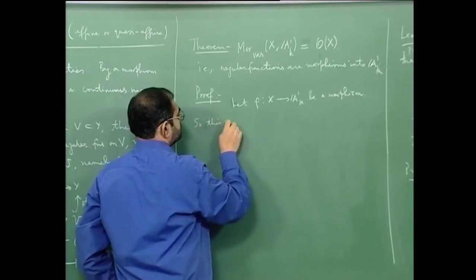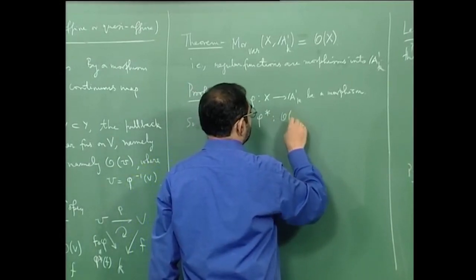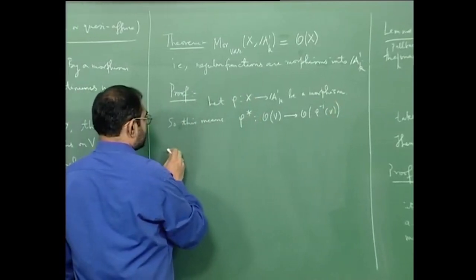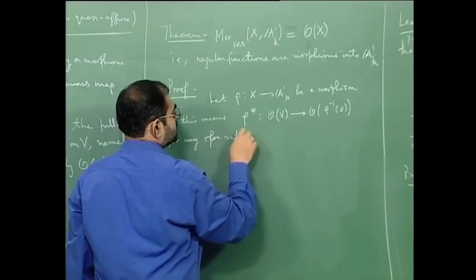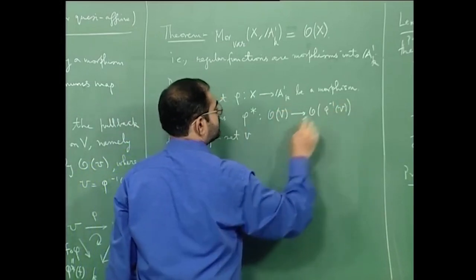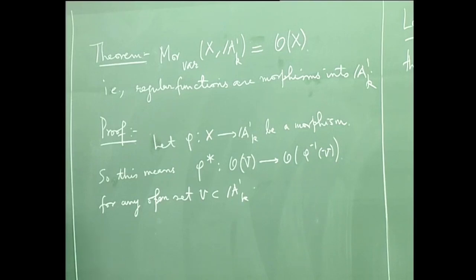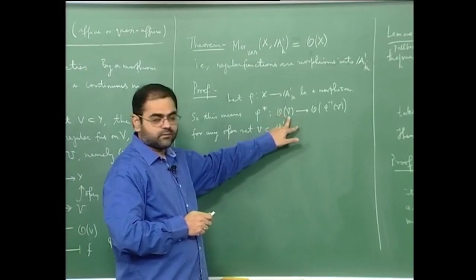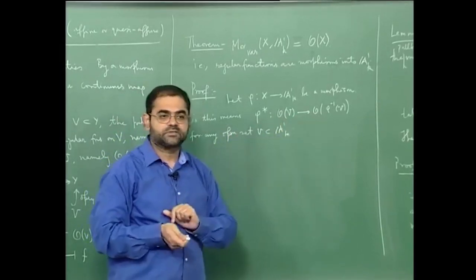So this means phi upper star from O of V to O of phi inverse of V for any open set V inside A1. Okay. So what is a morphism? A morphism is a map which is continuous and it pulls back regular functions. So if you give me an open set in the target, which is an open subset of A1, and you give me a regular function on that open set on A1, which is an element of O of V, then applying phi upper star, the pullback should give me a regular function on phi inverse V.